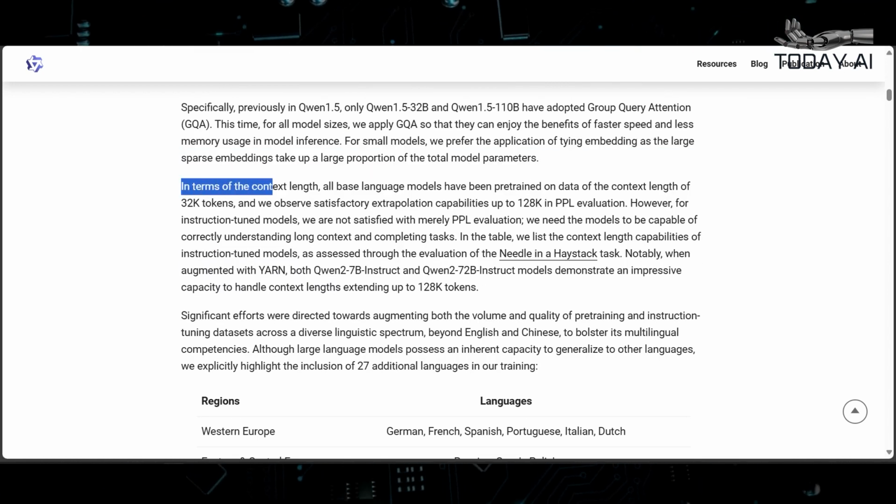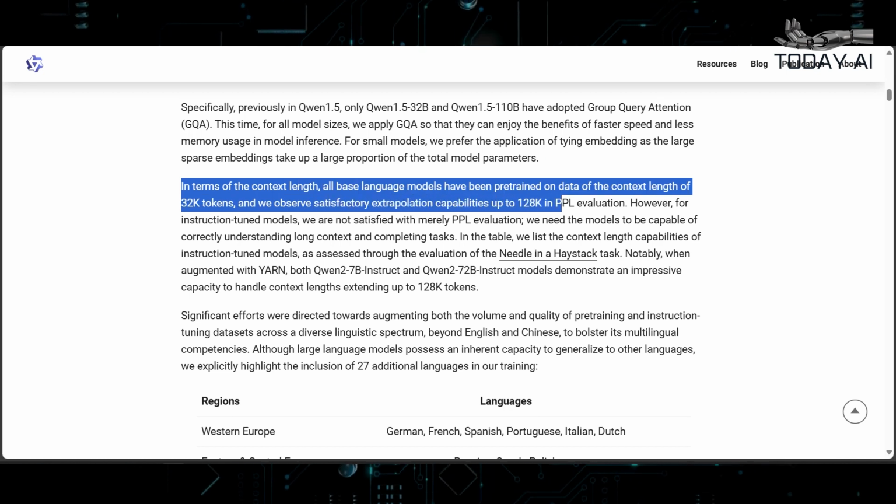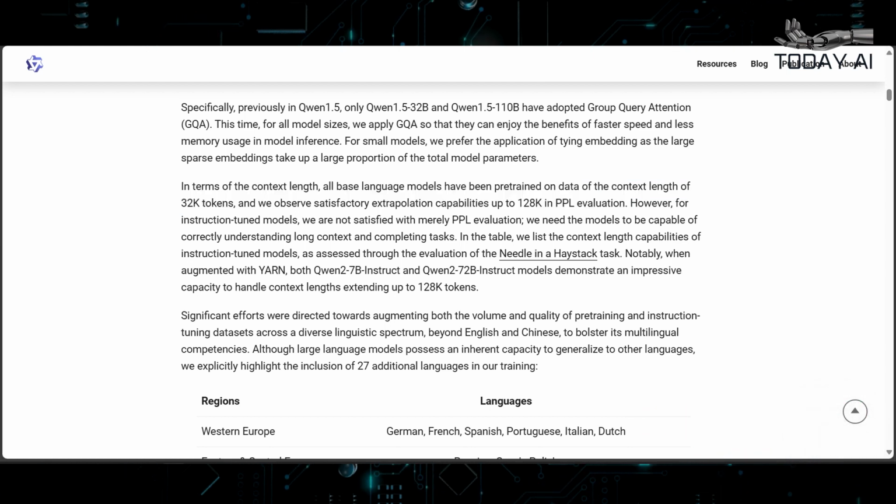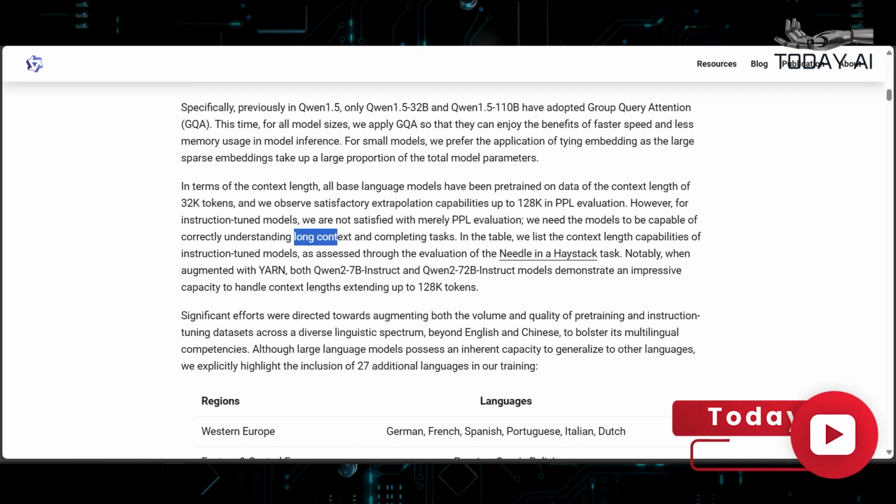In terms of the context length, all base language models have been pre-trained on data of the context length of 32K tokens, and we observe satisfactory extrapolation capabilities up to 128K in PPL evaluation. However, for instruction-tuned models, we are not satisfied with merely PPL evaluation. We need the models to be capable of correctly understanding long context and completing tasks.